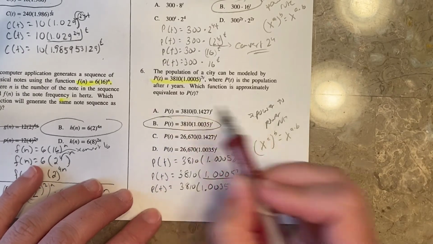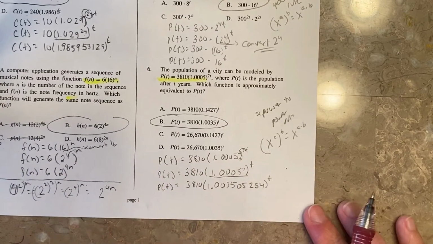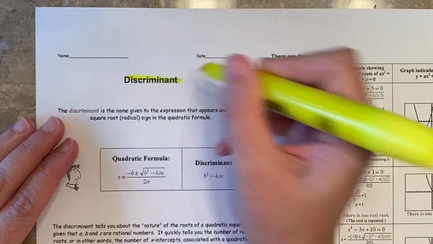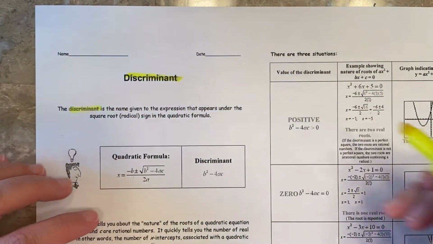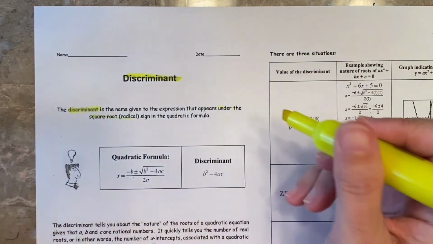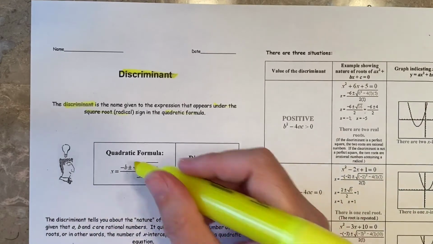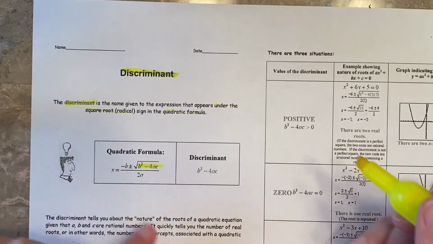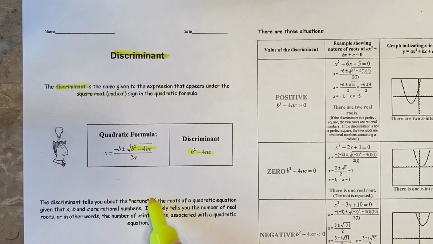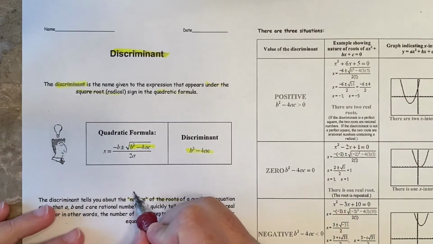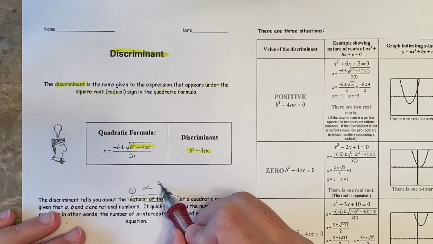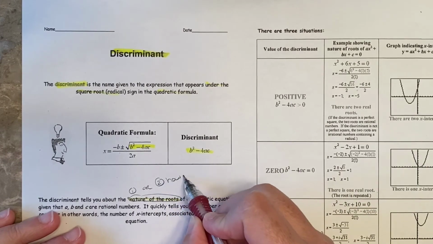All right, so hopefully after these couple of questions, these exponents got a little bit easier for you. Okay, so the last page is for the discriminants. The discriminant is the name given to the expression that appears under the square root or the radical sign of the quadratic formula. So here's the quadratic formula. This is underneath the radical sign, and b squared minus 4ac is the discriminant. Okay, the discriminant tells you about the nature of the roots. So this is just one way that they can ask you the question, and they want you to find the discriminant. And the second way is how many roots.